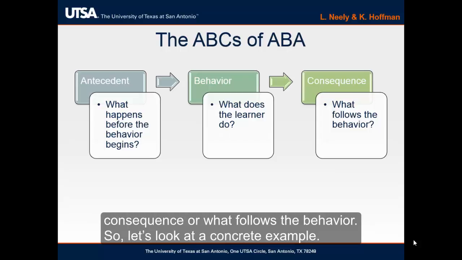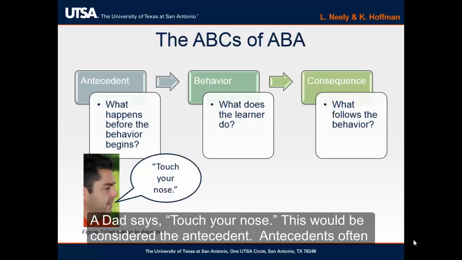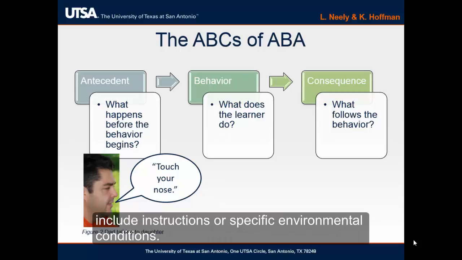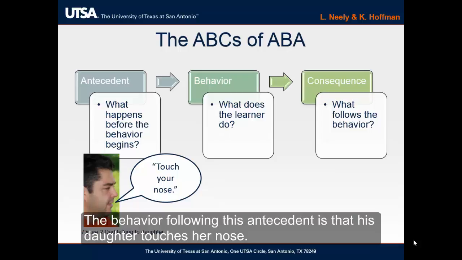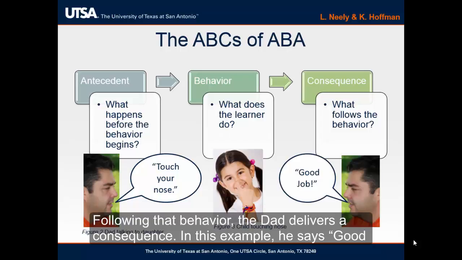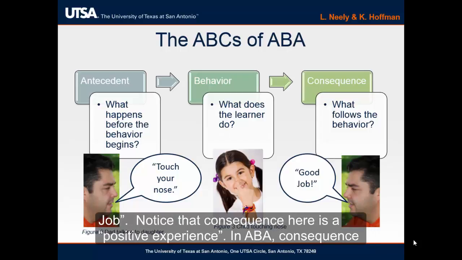So let's look at a concrete example. A dad says, "Touch your nose." This would be considered the antecedent. Antecedents often include instructions or specific environmental conditions. The behavior following this antecedent is that his daughter touches her nose. And then following that behavior, the dad delivers a consequence. In this example, he says, "Good job."